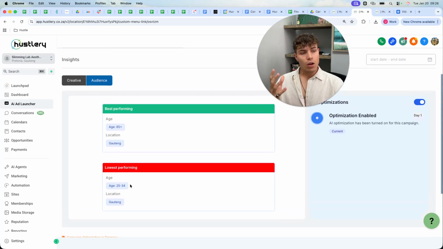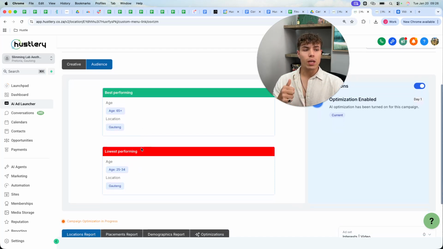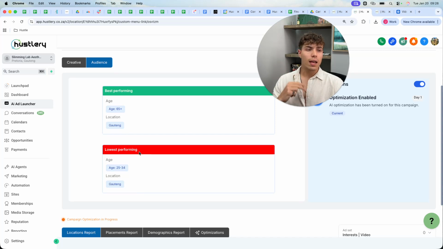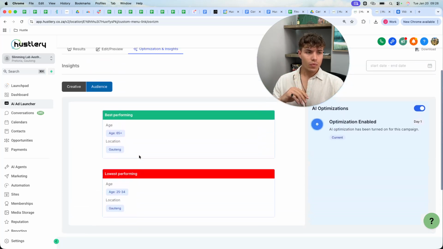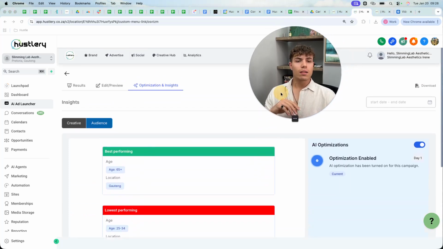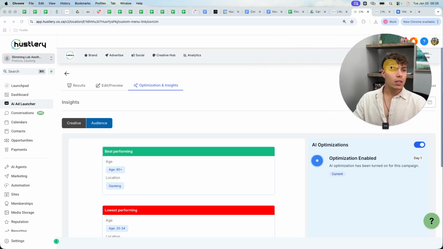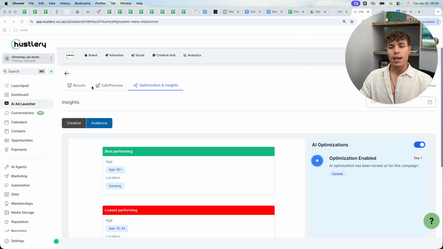So then you can go and make the changes to your audience according to the suggestions that the AI gives you, and that will increase your ad performance and get you better results, better quality leads, and sometimes more leads, and increase your conversion rate as well in the long run. Cool guys, so that is that for the ad optimization. So let's speak a little bit about ad retargeting, or retargeting ads.